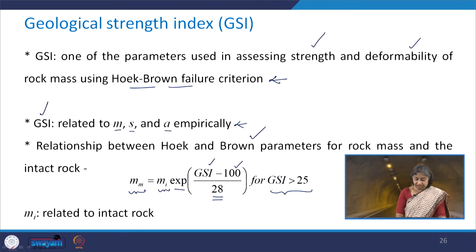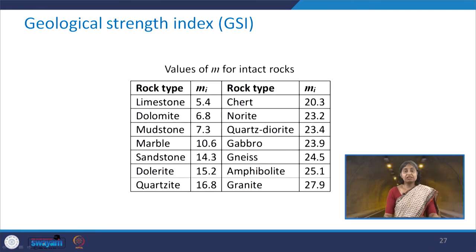Because to obtain the value of m_b for the rock mass, I need to have m_i and also GSI. GSI I can obtain using the chart that I showed you. How to get this m_i? The typical values for the various types of intact rocks are given here. For example, if it is a limestone, you have 5.4 as the value of m_i. In case you have a norite, it is 23.2. In case of granite, it is even larger, 27.9. So if the type of the rock is known to you, then you can get the idea about m_i for the intact rock from this table.